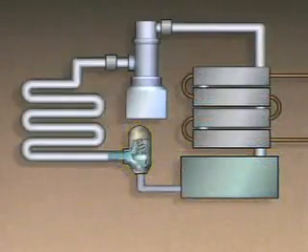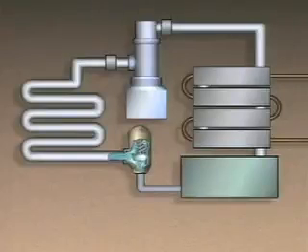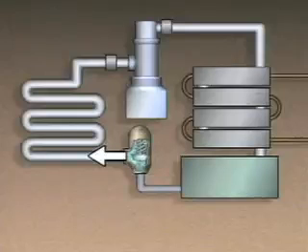As the refrigerant passes through the expansion valve, it expands rapidly. This causes the pressure of the refrigerant to drop. The drop in pressure also causes the refrigerant's temperature to drop. So the fluid flowing into the evaporator is a low pressure, low temperature liquid.